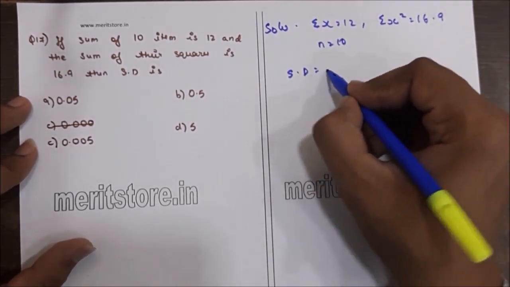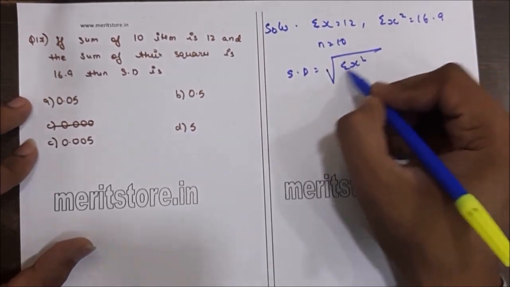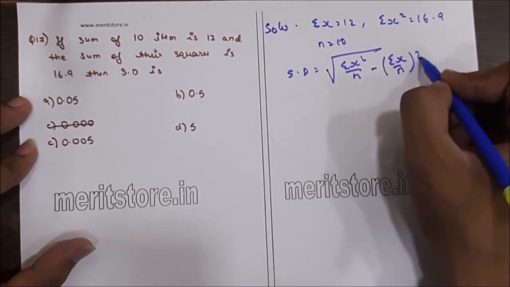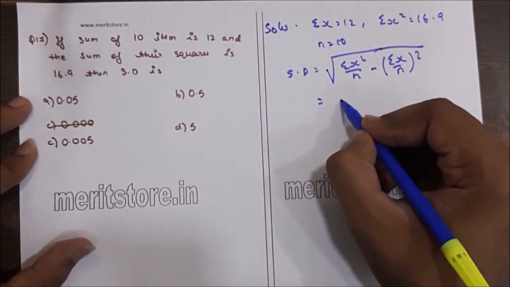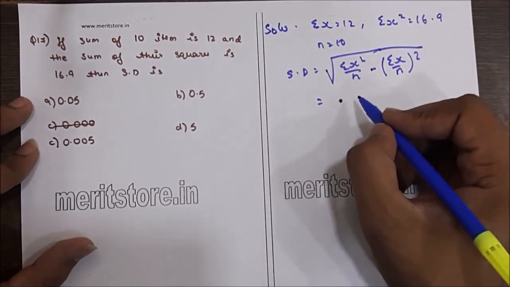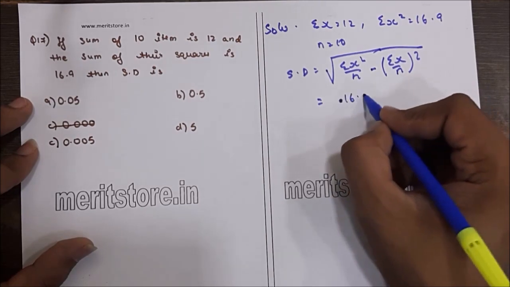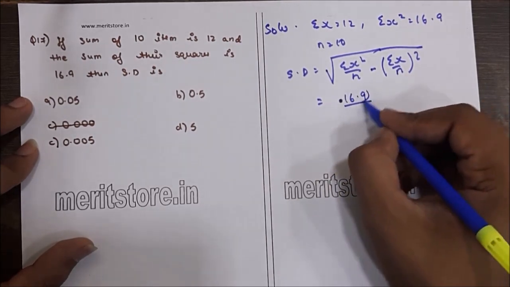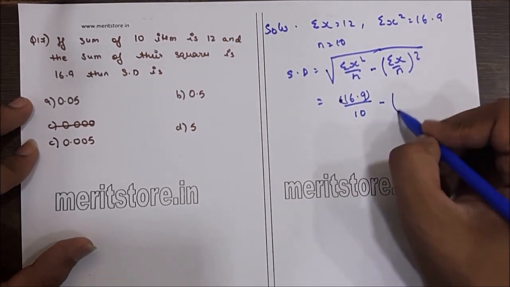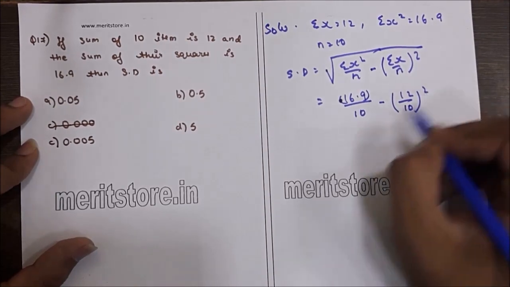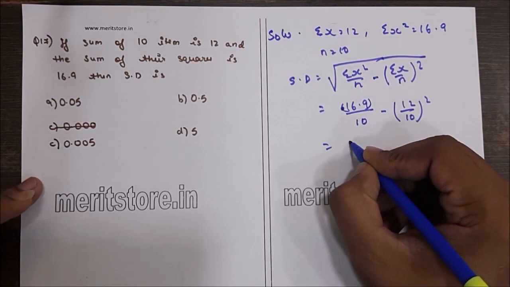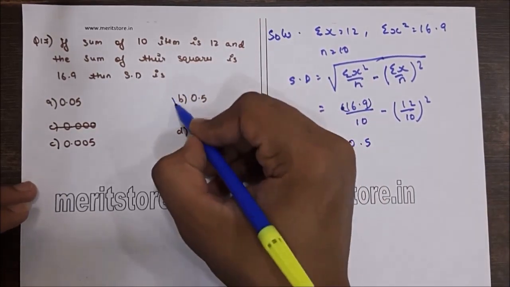Therefore, SD is equal to root of summation x square upon n minus summation x upon n the whole square, that is equal to root of 16.9 upon 10 minus 12 by 10 the whole square. Therefore, by calculating we get 0.5. Therefore, option B is correct.